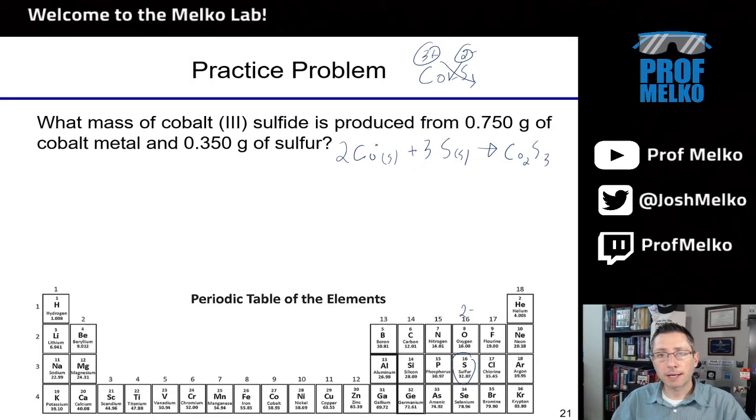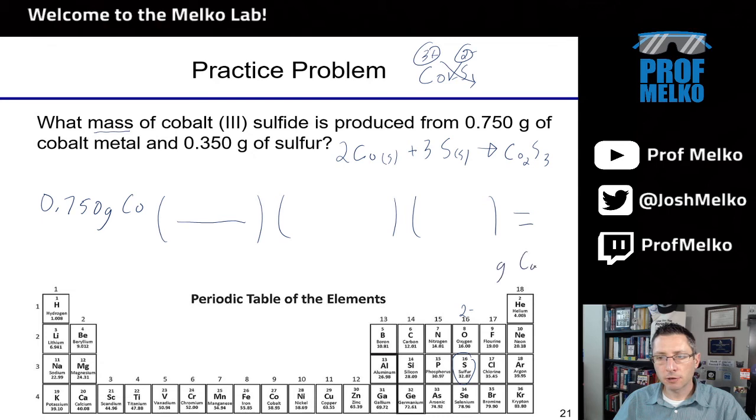And now with that in mind, I can take the 0.75 grams of cobalt metal and convert it to, what am I asked for? Mass of cobalt sulfide. I know I'm going to have 3 steps here. Mass of cobalt sulfide at the end I'm after. And I know the 3 steps are going to be a molar mass, a molar ratio, and then a molar mass.